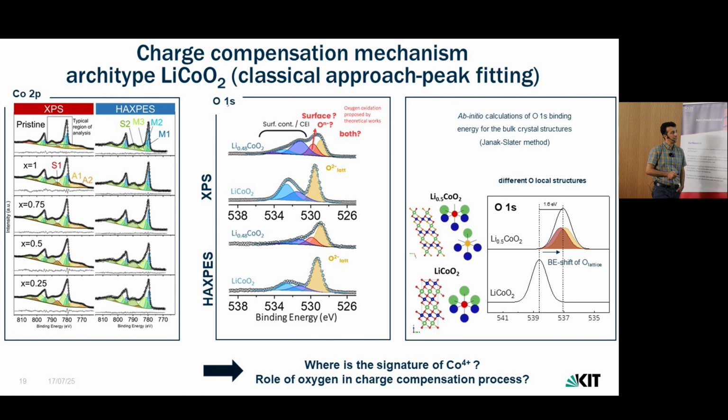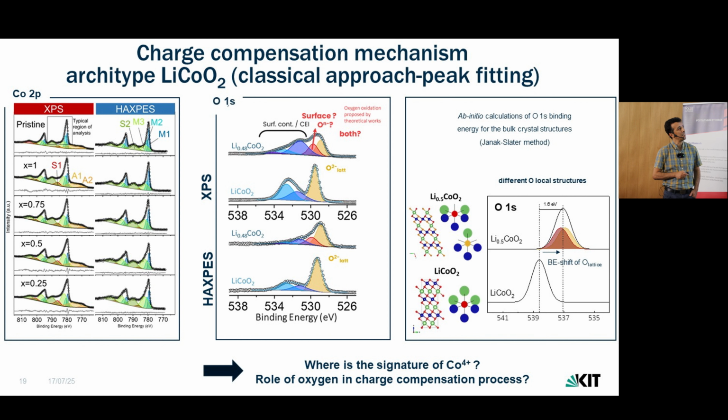What we can see here is that the satellite feature here, which is representative of cobalt 3+, is still there. And we do not see any satellite feature for cobalt 4+. So the question is, where does this cobalt 4+ go?